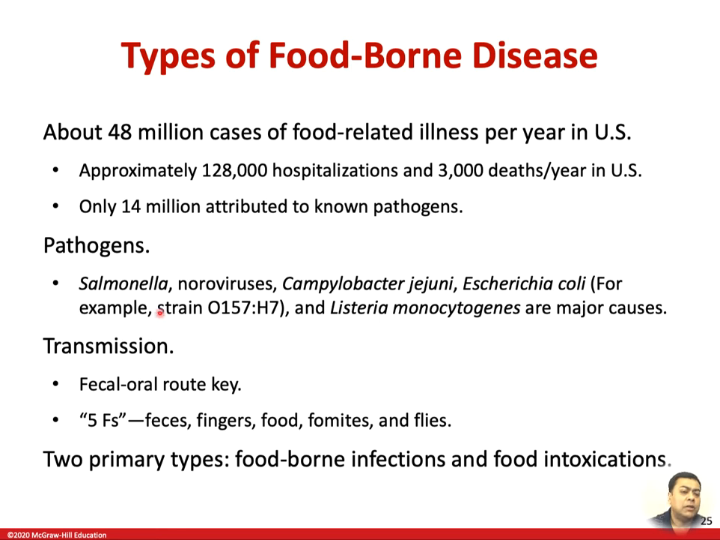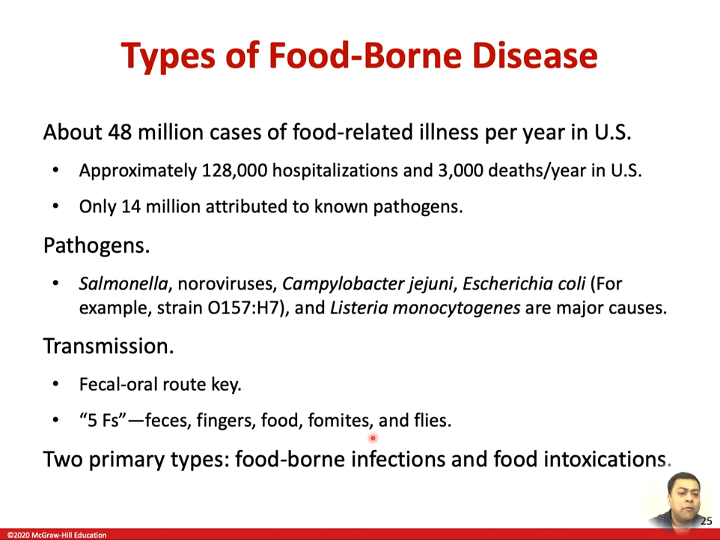The transmission, the main problem, is that the fecal-oral route is the key. And how does this happen? This happens through the feces, finger food, fomites, and the flies. We can easily understand the power of hand washing, that is how these cross-contaminations can be reduced.